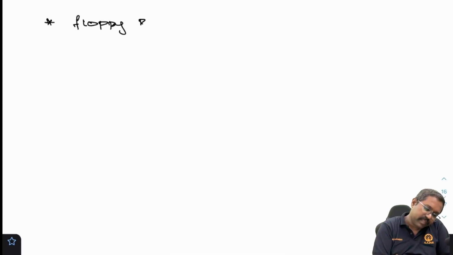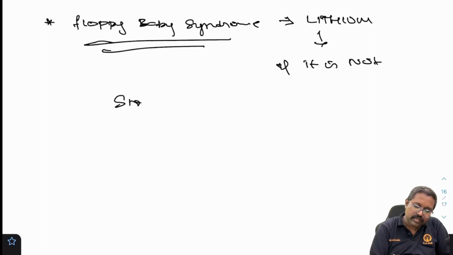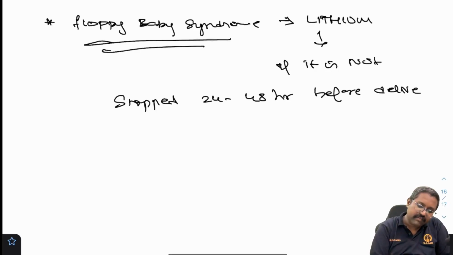So which among these drugs will cause floppy baby syndrome? Especially the antipsychotic drug, that is lithium, will cause floppy baby syndrome if it is not stopped 24 to 48 hours before delivery. It is going to cause hypotonia.